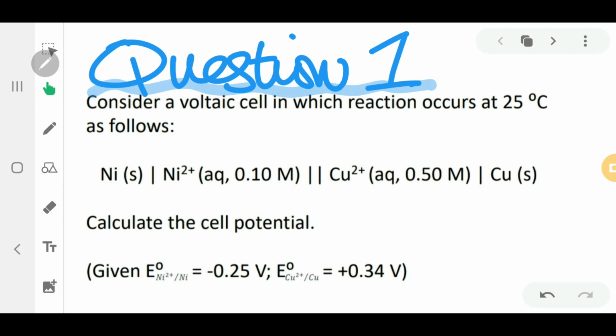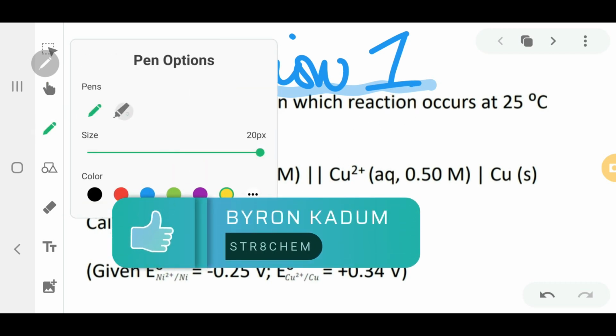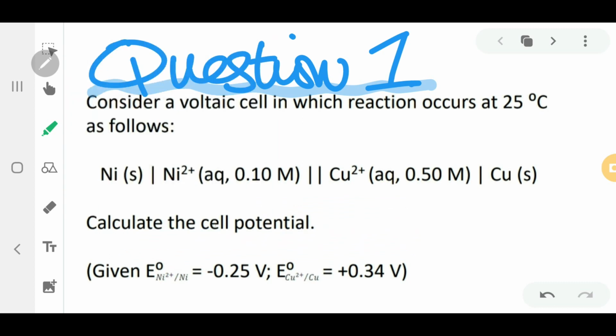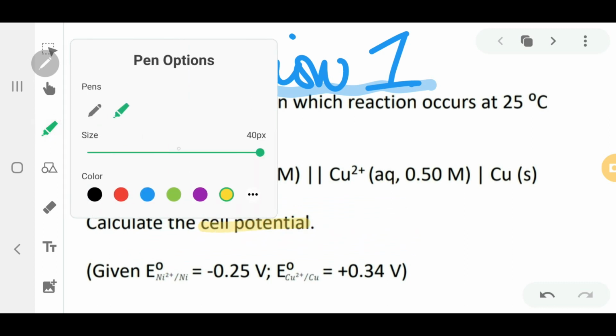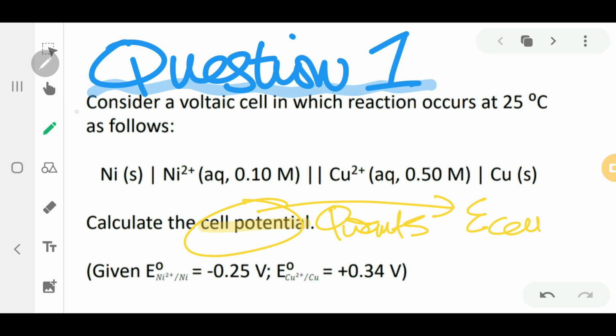Hello everyone, in this video we're going to look at how to use the Nernst equation to solve some problems. For question number 1, over here, the question wants you to find the cell potential. So the cell potential, this is what the question wants. And we know that the symbol for cell potential is written as E cell.